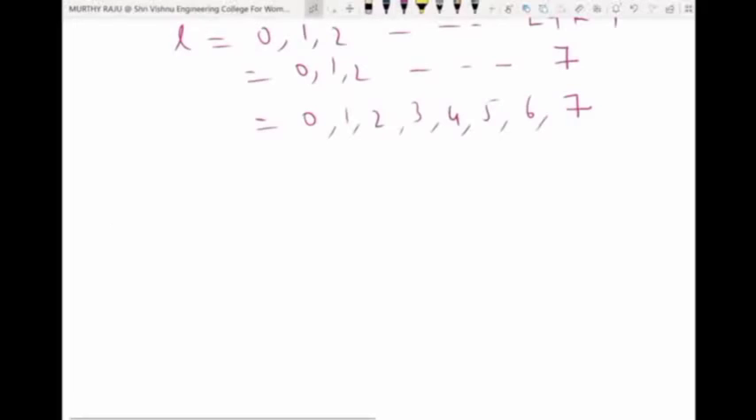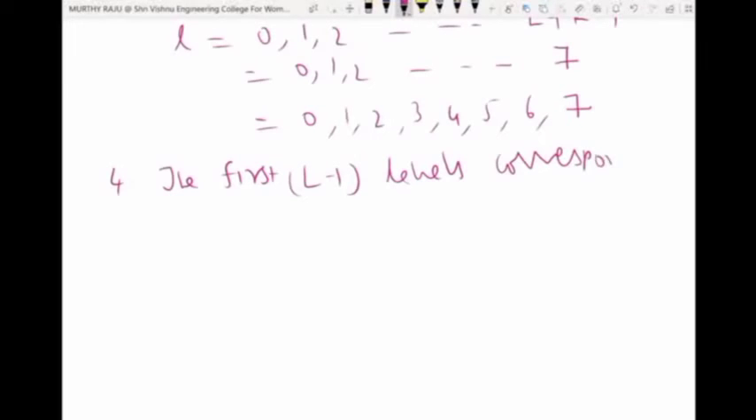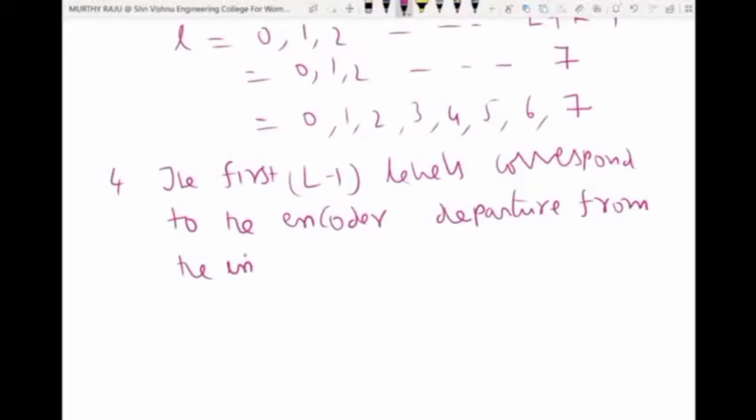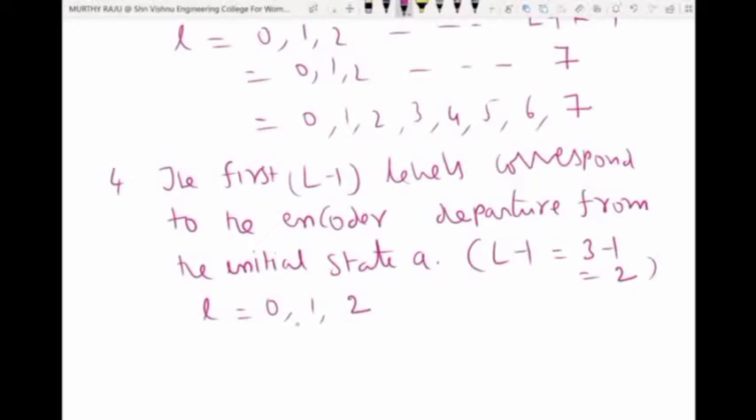The fourth point is that the first L minus 1 levels correspond to the encoder's departure from the initial state, that is A. The first L minus 1 levels means the constraint length 3 minus 1, that is 2, so the levels are 0, 1, 2. Departure from the initial state.